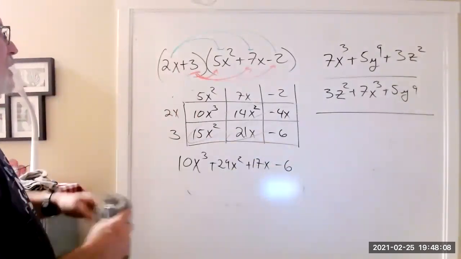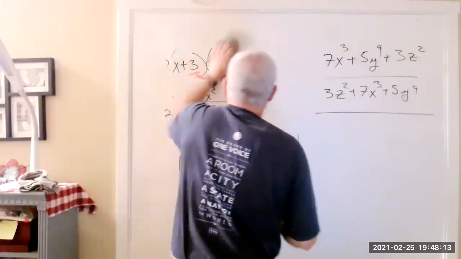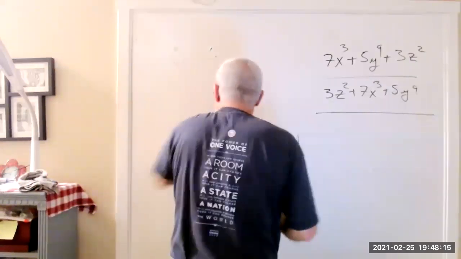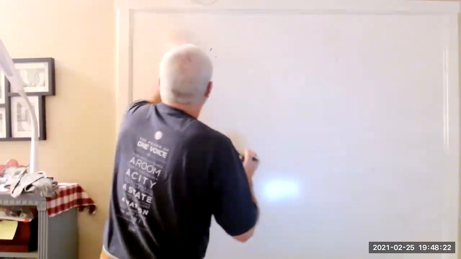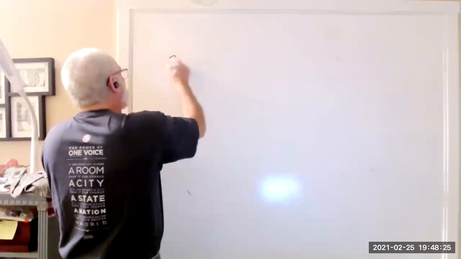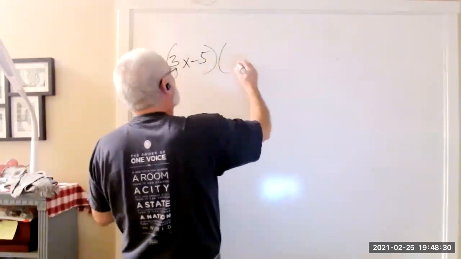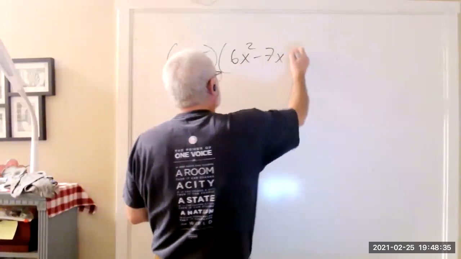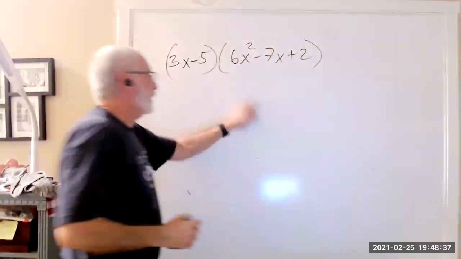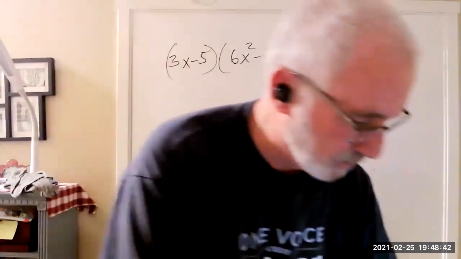All right, let's try any way you want to do this problem. Okay, you try this problem. 3x minus 5 times 6x squared minus 7x plus 2. I don't care which method you use, work that problem out. Simplify it.